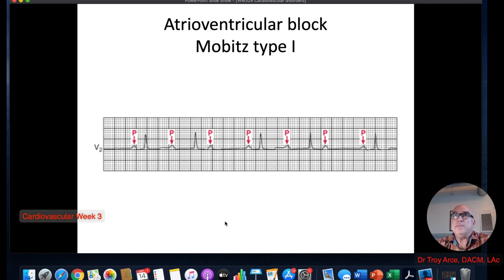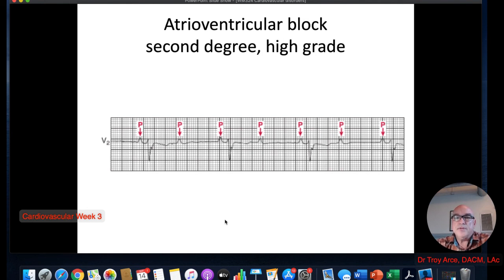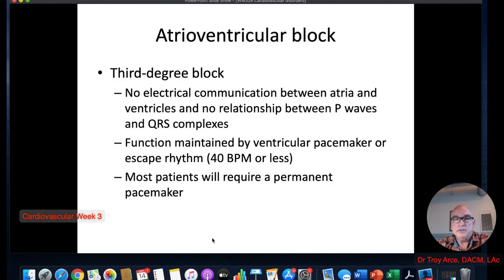This is what a Mobitz type 1 looks like, and you'll get into these when I send you the videos. You'll be able to tell how to measure these squares both vertically and horizontally. This is a Mobitz type 2 block. And this is a high grade atrioventricular block, second degree high grade.